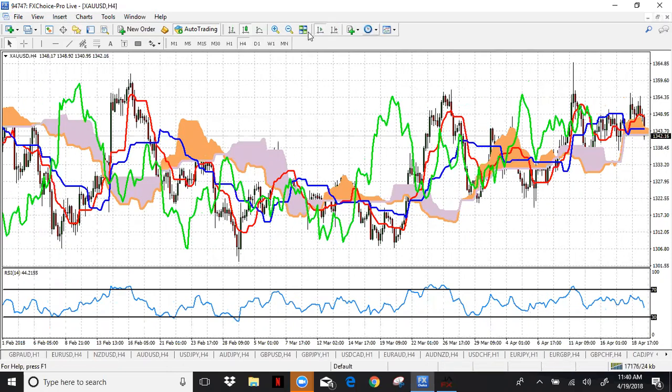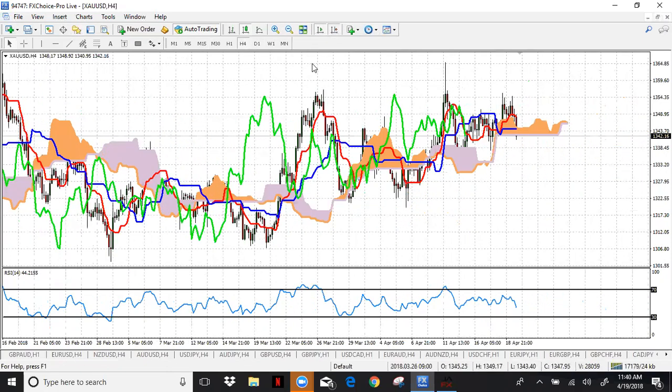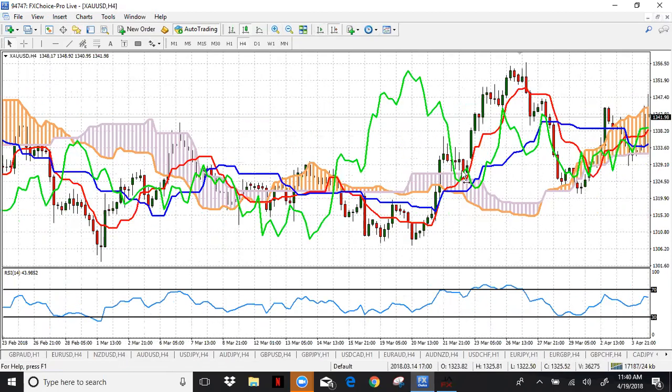So that's it. When I do Ichimoku, I use the 1 hour, the 4 hour, and the daily chart. Okay, that's all I use. And of course, I'm going to zoom in a bit.